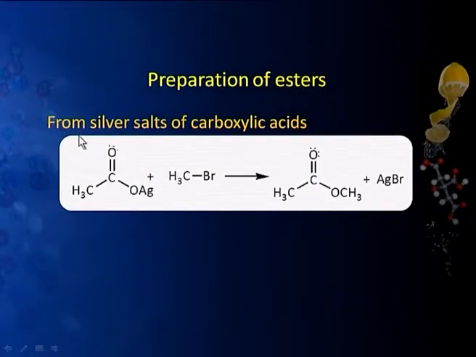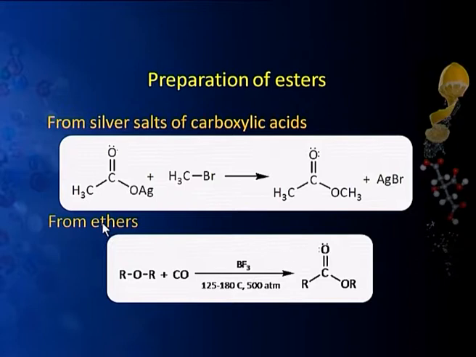Esters can also be obtained from silver salts of carboxylic acids. There the silver salts of carboxylic acids are treated with alkyl bromide, such as on treatment of silver acetate with methyl bromide, it forms methyl acetate. This reaction involves simply the loss of this silver from the salt and bromide from the alkyl bromide or alkyl halide, and the corresponding silver bromide is formed.